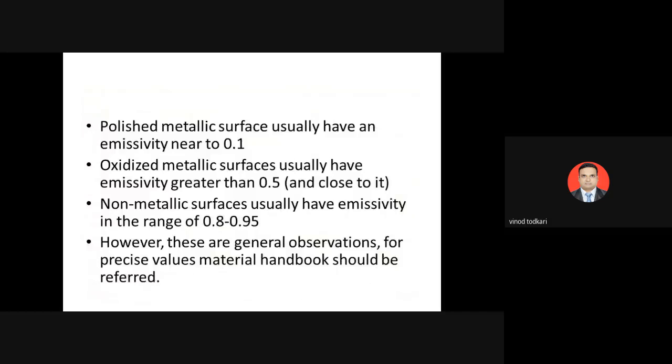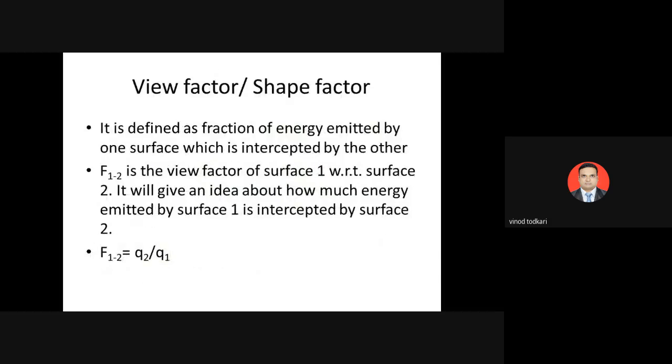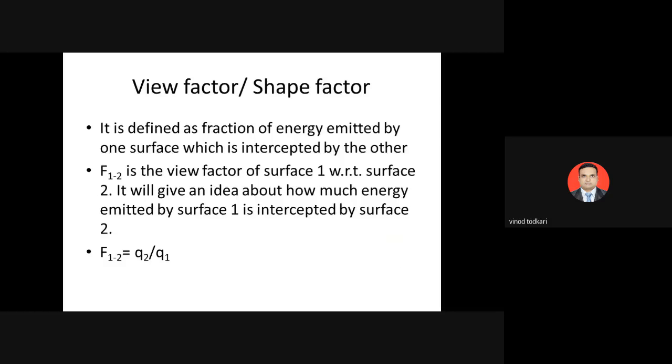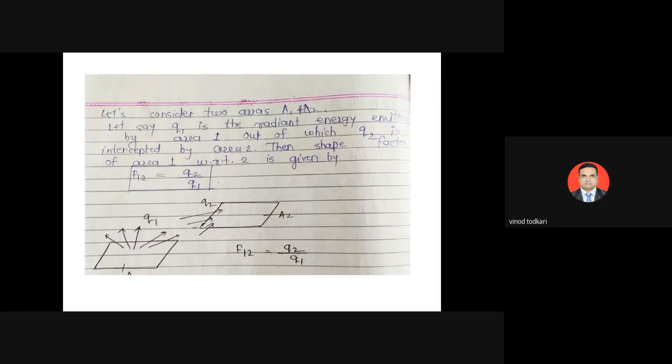Firstly, we have seen the concept of emissivity. Already in the last lecture, from an objective perspective, I told you the values. Then the main point of discussion for this lecture was view factor. View factor is the fraction of energy emitted by one which is intercepted by the other. If this is emitting Q1, out of which this is intercepting Q2, then Q2 upon Q1 is called F12. F12 is the shape factor of 1 with respect to 2. F21 will be the shape factor of 2 with respect to 1, meaning fraction of energy emitted by 2, which is intercepted by 1.